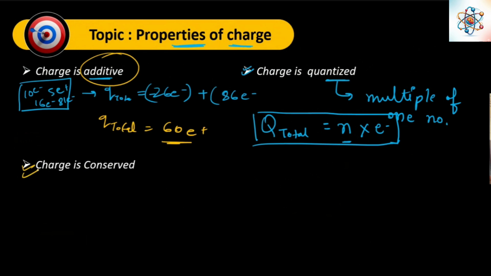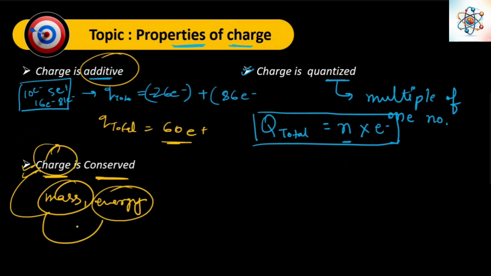Next, charge is conserved. Just like mass and energy, charge is also conserved. These three things are the fundamental things of this universe for which conservation principles are valid. Otherwise, there is no other quantity in physics, as of now, which you can say is conserved, that cannot be created nor destroyed. Because these three things are interconvertible, you can say.